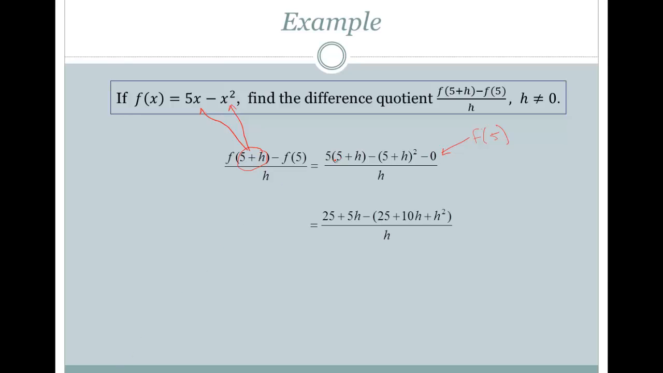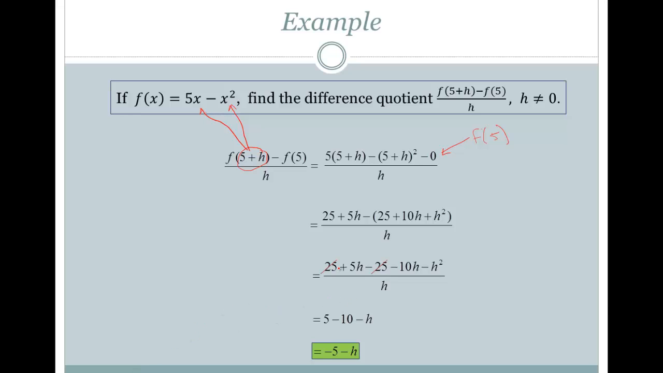So if I do this and I distribute through, I get 25 plus 5h minus, now I have to square that whole term, which is right there, all divided by h. Again, we're just going to do some simplifying. And I'll note that the 25s are going to cancel out. And then again, I got an h. I can divide each of these terms by h. I get 5 minus 10 minus h, which gives me negative 5 plus h.